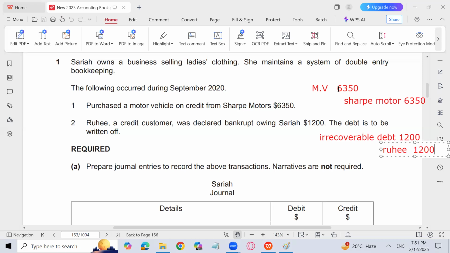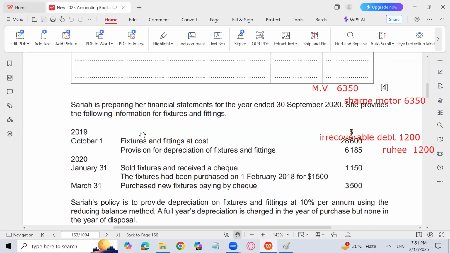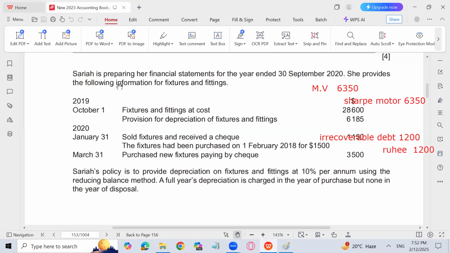Next, let's see. The next part is regarding depreciation. Saria is preparing a financial statement for the year ended 30th September. It means our financial year starts from 1st October and ends at 30th September 2020, or 19 to 20. She provided the following information for fixture and fitting. Fixture and fitting at cost: there is already a balance in the asset account, 28,600, and these assets have already been depreciated, which is also given in the question as provision for depreciation, 6185.